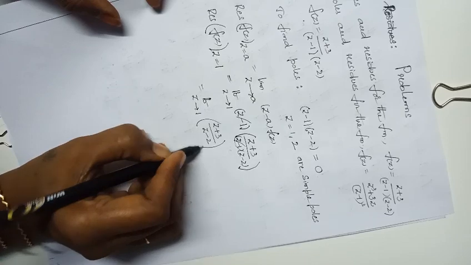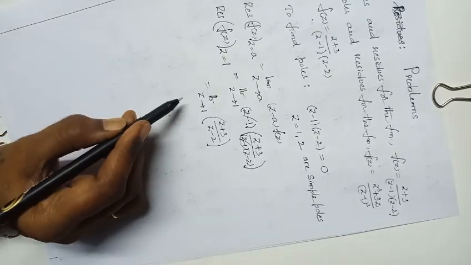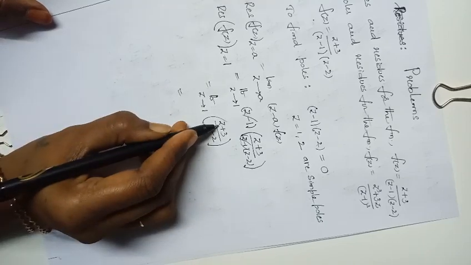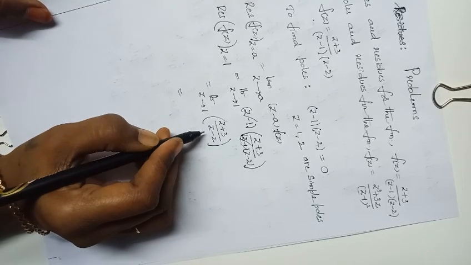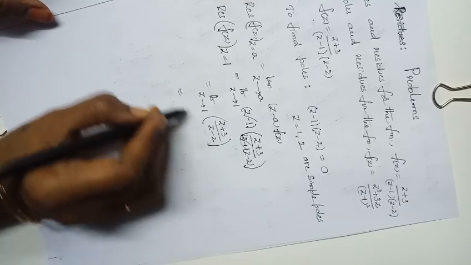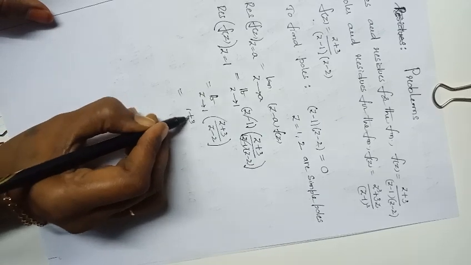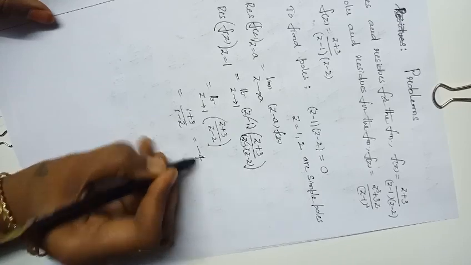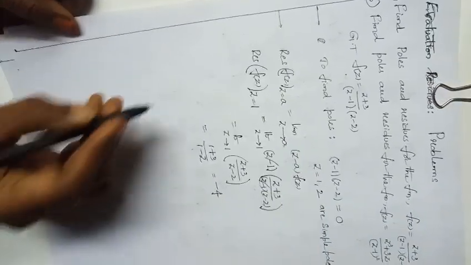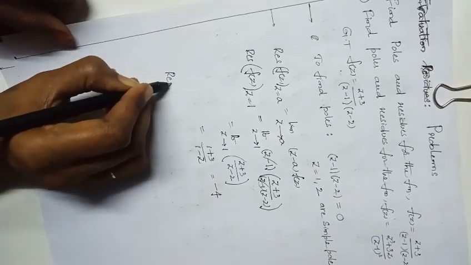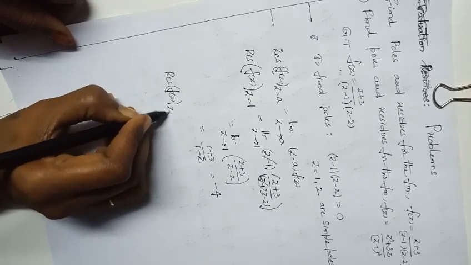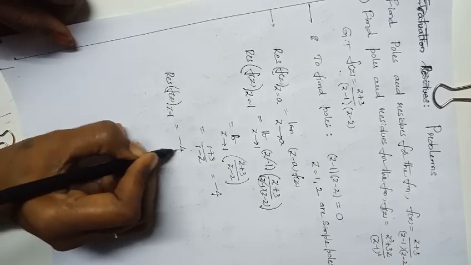Now this is a purely limit problem. You can substitute z equal to 1: (1 plus 3) by (1 minus 2), which equals minus 4. So the residue of f(z) at z equal to 1 is minus 4.